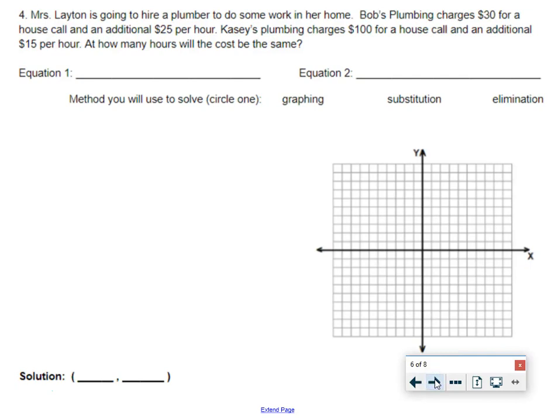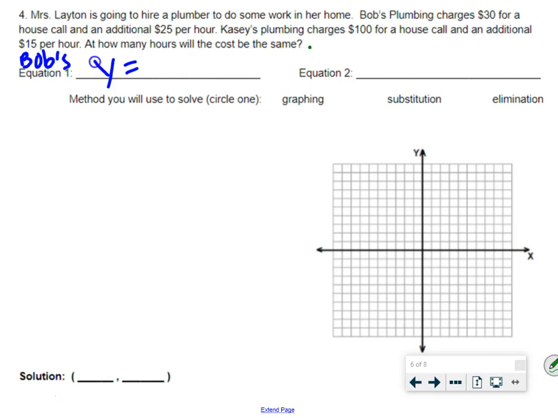And last, Mrs. Layton is going to hire a plumber to do some work in her home. Bob's Plumbing charges $30 for a house call and an additional $25 per hour. Writing those equations is very similar to problem 3. So you're going to have Y equals for Bob's Plumbing. Figure out how much he charges per hour and add on that charge for a house call.